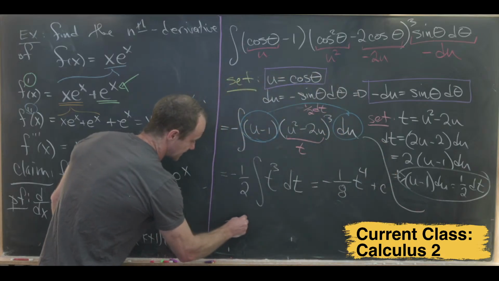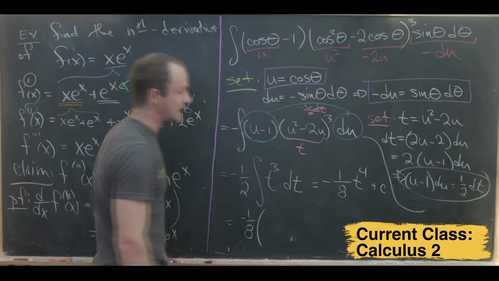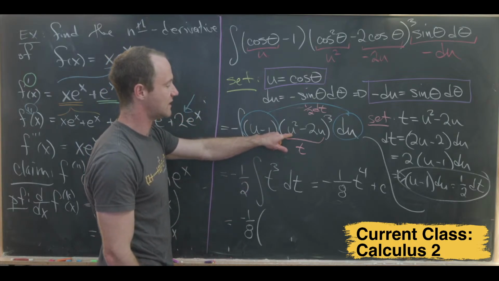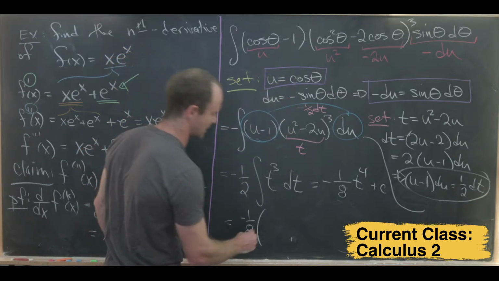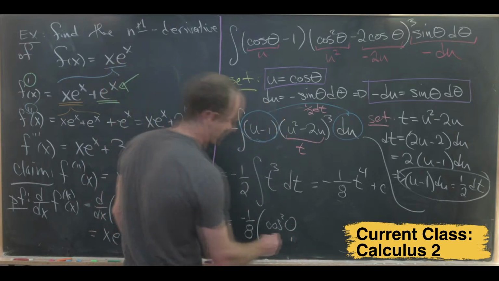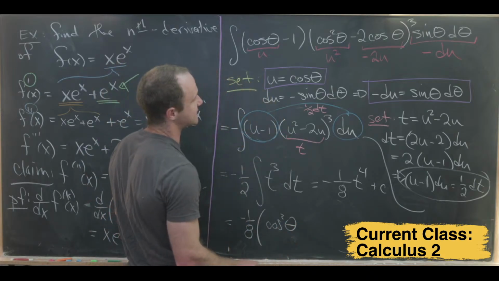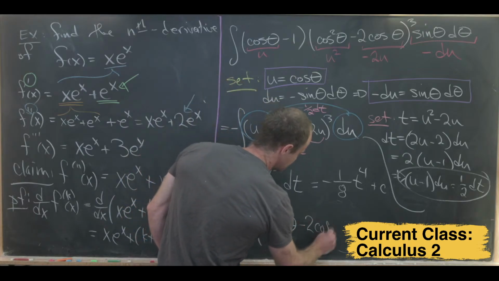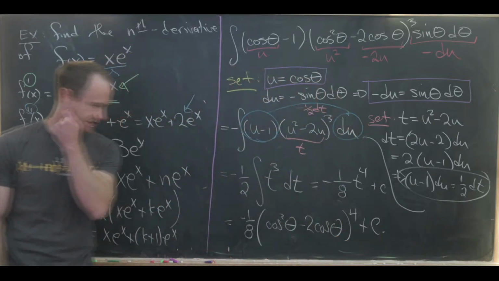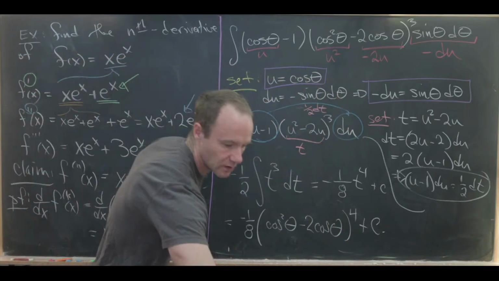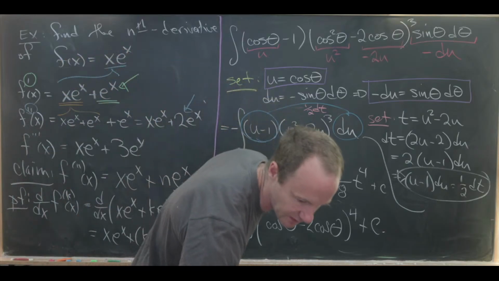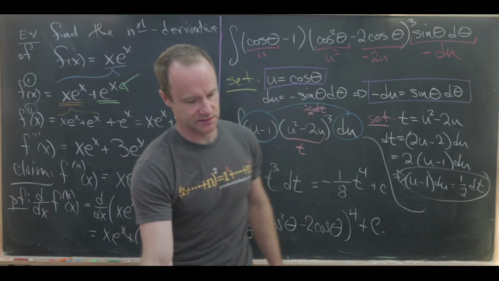And then let's see, that's going to be minus an 8th, and then t can be replaced with this thing right here, but each u in this replacement can be replaced with cosine. So we really have cosine squared theta, and then minus 2 times cos theta, all to the 4th plus a constant. Okay, so there's a nice u substitution type problem. And now let's see what we have next.